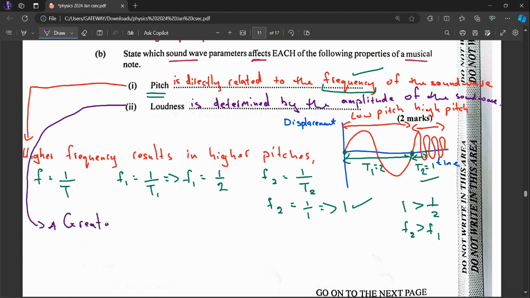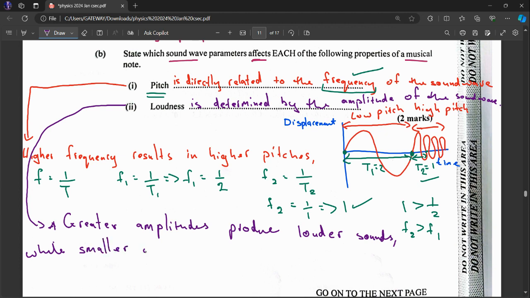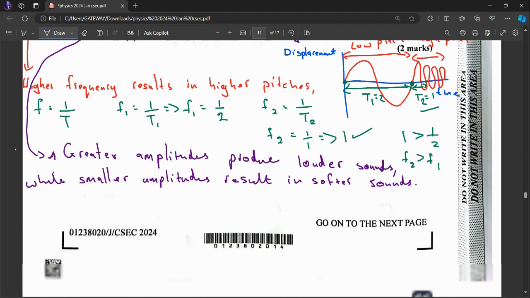So greater amplitudes produce louder sounds, while smaller amplitudes result in softer sounds. Very important to note.